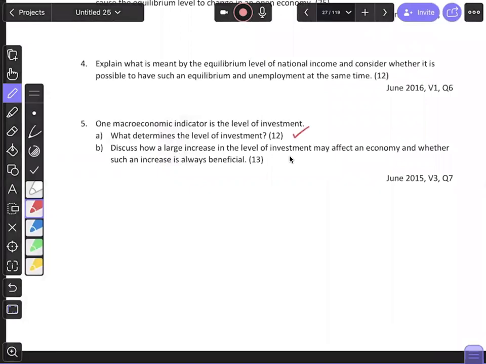12 mark question. I had a question, sir. Yeah. How do you understand if it'll be a movement along or a shift? The only factor that can cause a movement along is interest rates. The rest of them are shifts of the curve. For us, interest rate is the price factor. Okay. Make sense?